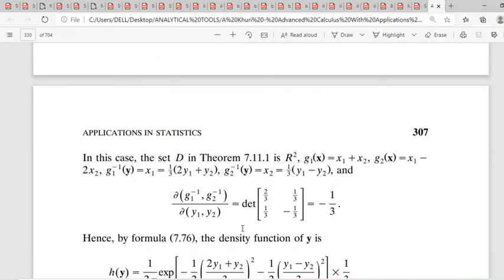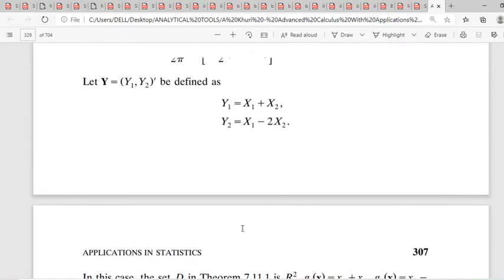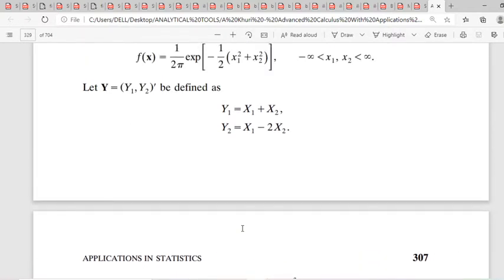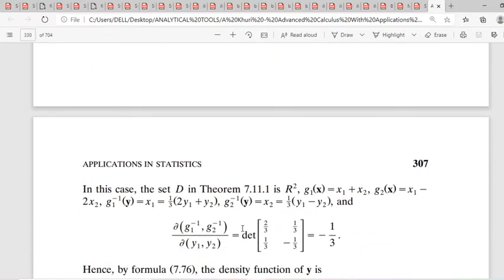So let us use the previous theorems we have discussed till date. We are considering y is equal to g of x, the general form of the transformation. So g1 of x is the first component, y1, and g2 of x is y2, that is, g1 of x equals x1 plus x2 and g2 of x equals x1 minus 2x2. We can find the inverse, or we can solve these two equations, x1 plus x2 equal to y1 and x1 minus 2x2 equal to y2. That is two equations and two unknowns, x1 and x2, so we can solve uniquely.